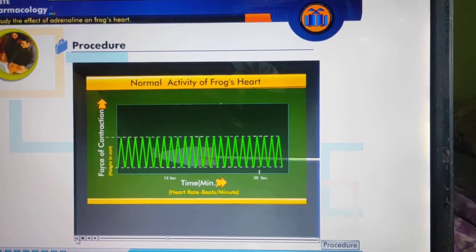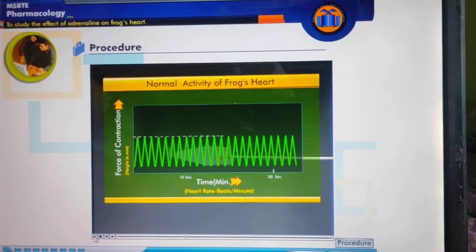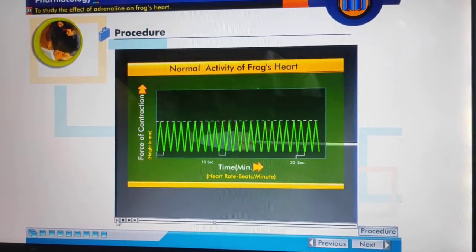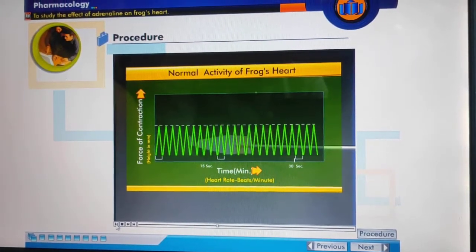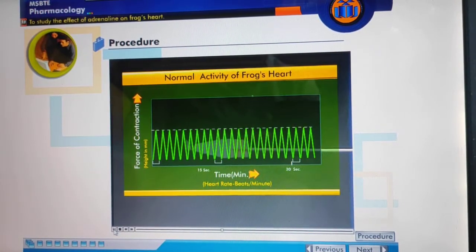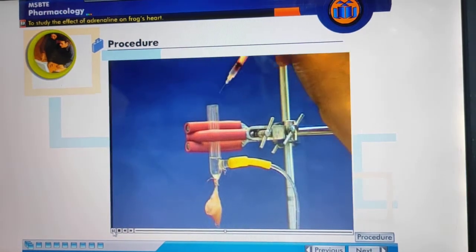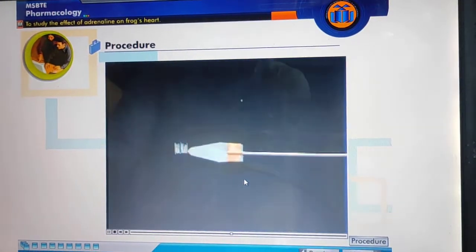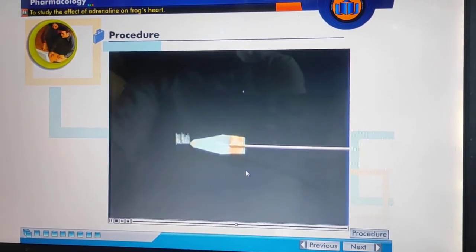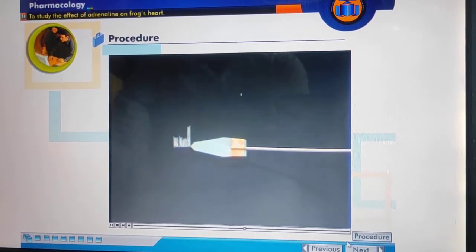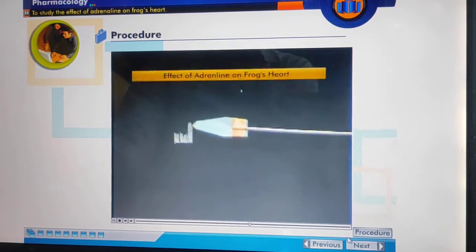You can see that all the peaks in the tracings are of same height and at same distance. This means contractions are rhythmic and with normal tone. Stop the drum, inject 0.1 ml in the cannula, start the drum immediately and record the response of heart on the smoked paper for 1 minute.